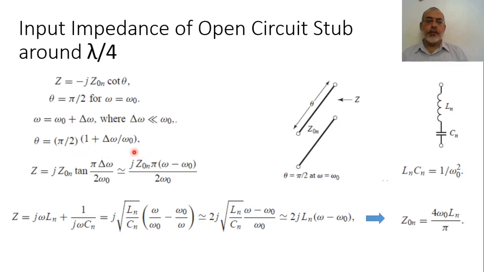We can approximate the cotan in this case to be tan of pi delta omega over 2 omega naught. And because delta omega is much smaller than omega naught, tan x, where x is very small, is nearly x. So this value is nearly jZ naught times delta omega, where delta omega is omega minus omega naught, over 2 omega naught.